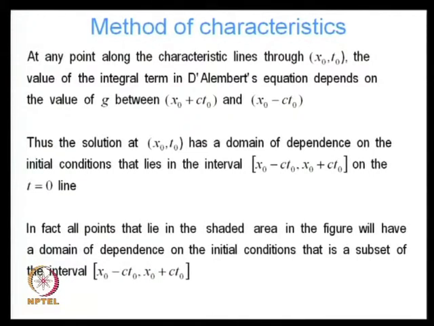So, the solution at any point depends on the value of g between x 0 plus c t 0 and x 0 minus c t 0. Why? Because x plus c t is equal to x 0 plus c t 0, and x minus c t is equal to x 0 minus c t 0. So, the limits of the integral change from x minus c t to x 0 minus c t 0 and x plus c t to x 0 plus c t 0. Thus, the solution at x 0 t 0 has a domain of dependence on the initial conditions that lies in the interval x 0 minus c t 0 and x 0 plus c t 0 on the t equal to 0 line.